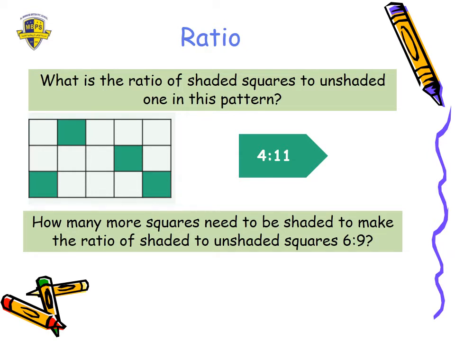Now question 2. How many more squares do we need to shade to make the ratio of shaded to unshaded squares 6 to 9? So how many squares do I have to shade more to make the shaded squares 6? Now we have 4, so how many do we need more to make it 6? Got it, 2, so we have to shade 2 more squares.